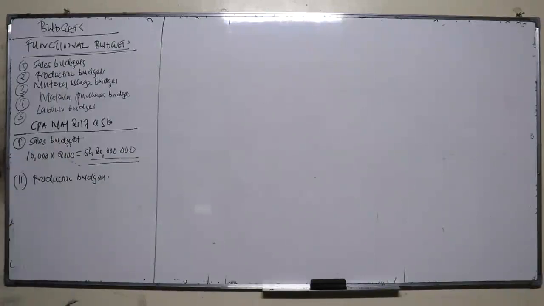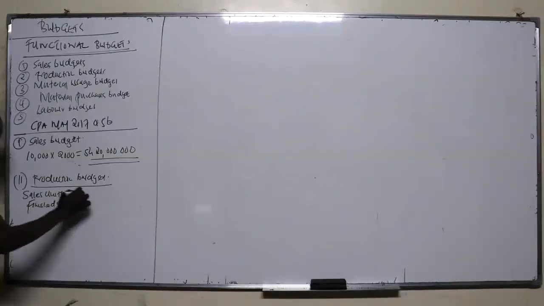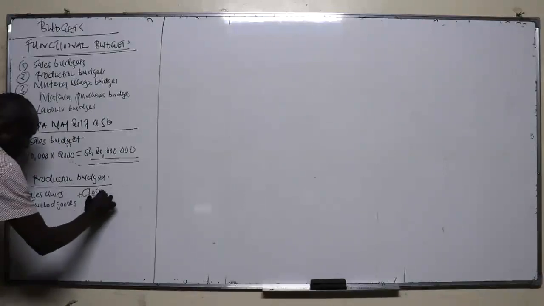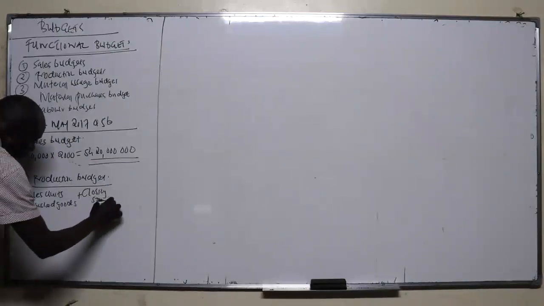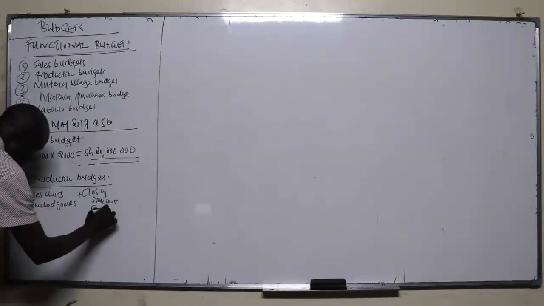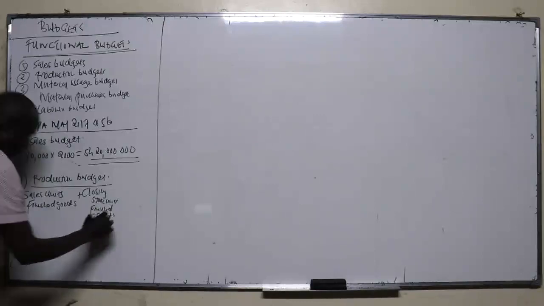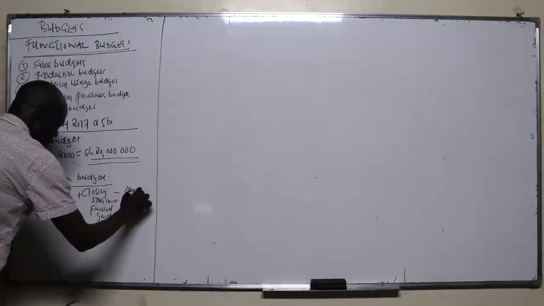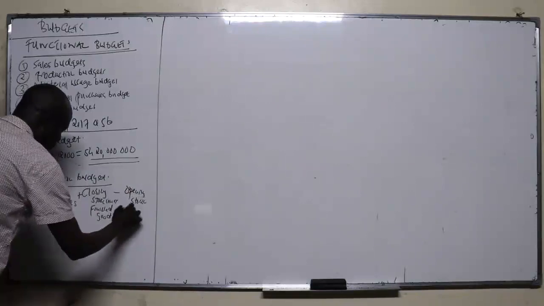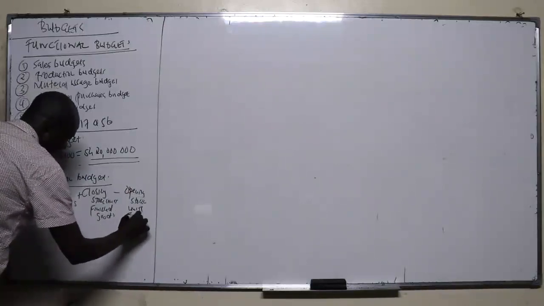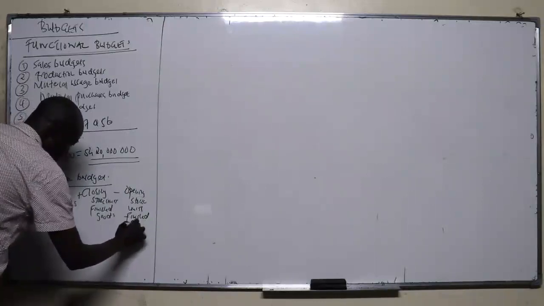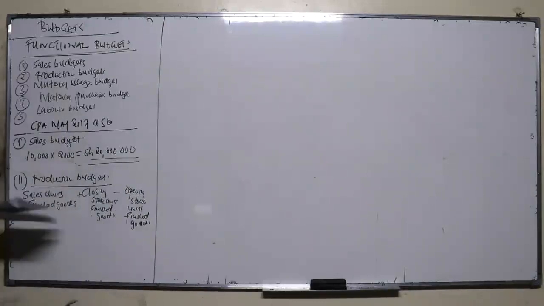Production budgets, these are the units that you want to produce. So this one is equal to sales units, finished goods, plus closing stock units, finished goods, minus opening stock units, finished goods. So this is quantity. It is not in form of money. It is in form of units, isn't it?